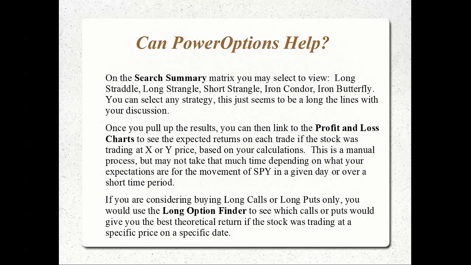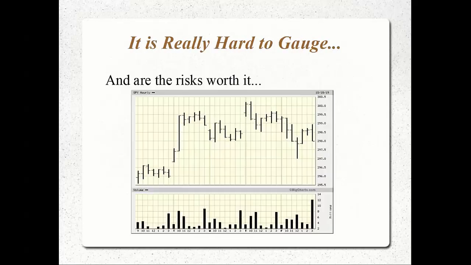And of course, one of the tools we reviewed, I think, last week to find the calls or the puts to buy that would give you the best bang for the buck if the stock hit X or Y is the long option finder. You put in your stock, you put in your expectation and your expected target date, whether it's 1 day away or 30 days away, and it shows you which call or put would give you the highest return based on the pricing models as well. So those are the 3 things I could do as far as PowerOptions to help you.